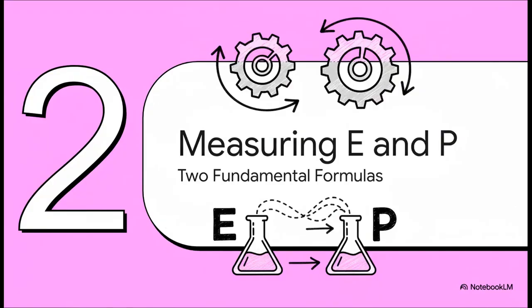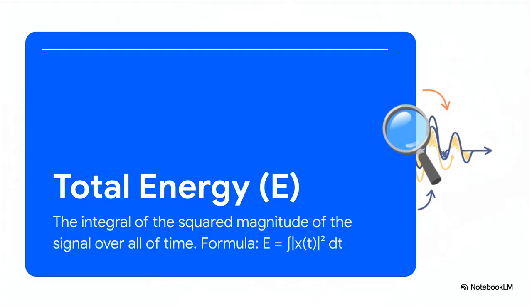Okay, let's move on and see how we actually measure these things. We've got two key formulas that are basically our main tools for the job. And don't worry, they look a little intimidating at first, but they're way more straightforward than you think. And here it is. This is the big one for total energy of a continuous time signal, x of t. It's just the integral of the squared magnitude of the signal, and we're looking at it over all of time, from negative infinity all the way to positive infinity.